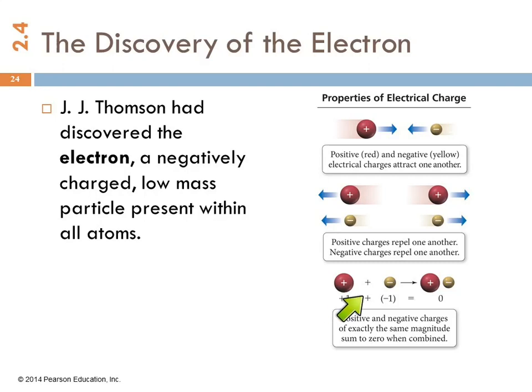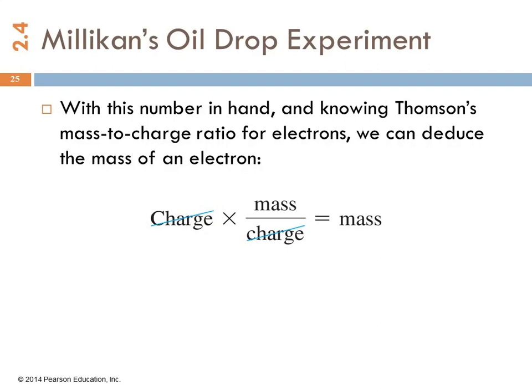If we have positive and negative charges that come together, plus one and minus one, then together this is going to have no charge overall. So charges, we can think of them as canceling, or really they're adding up to zero if they're the same magnitude. So with the charge on the electron and the mass to charge ratio, we can figure out the mass of an electron by taking the charge and multiplying by the mass over the charge, and we can get the mass.